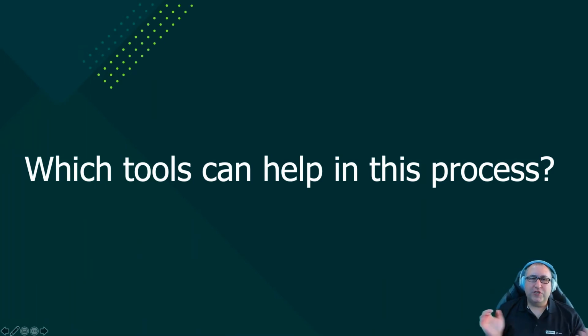So the question is, which tools can help in this process? Well, I've already mentioned a few. A project management tool is key. Specifically, and this is one your developers will like, one that was made for development progress project management. Pivotal Tracker's one. There are many out there. They're also referred to as agile tools because of the methodology that's followed there. But there's a lot of them.